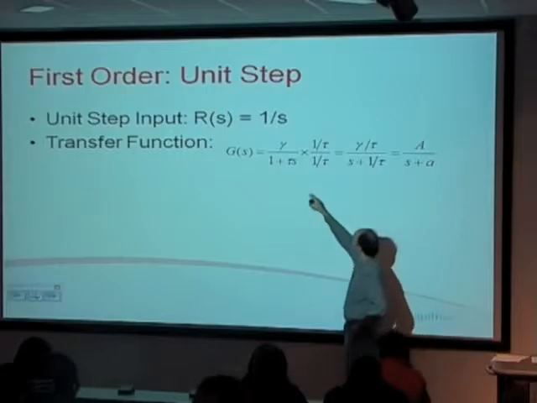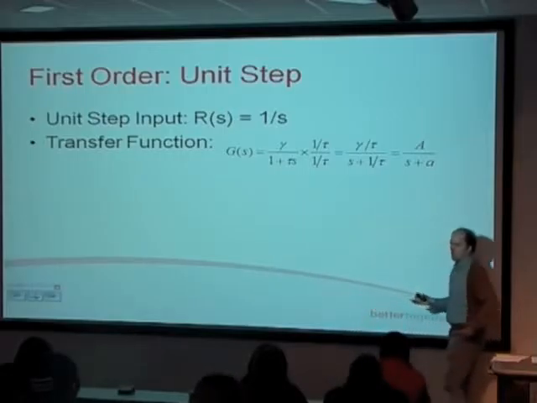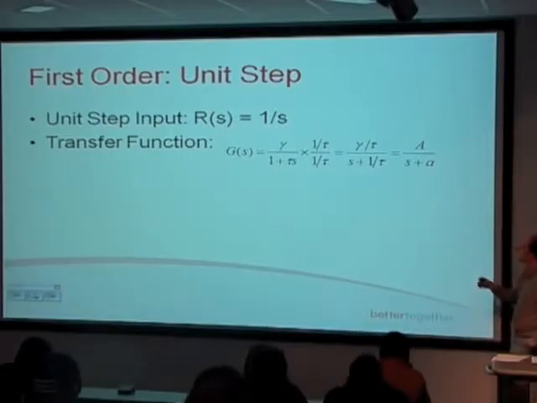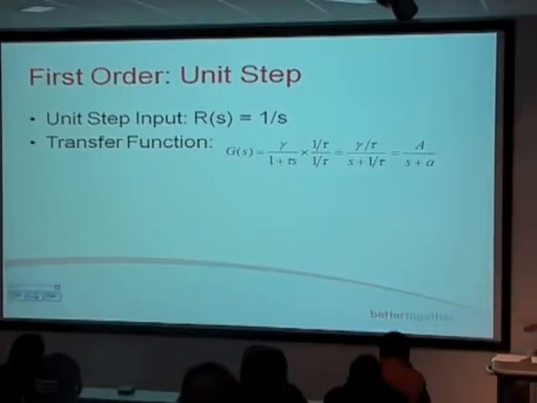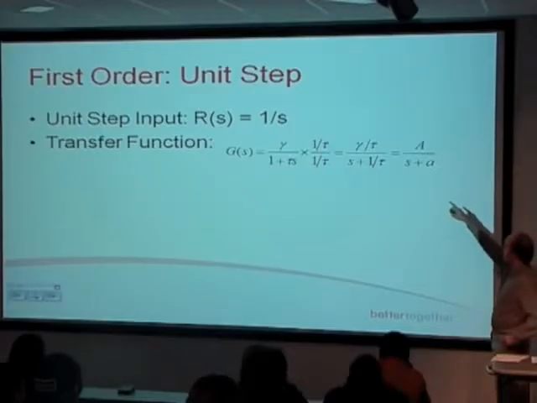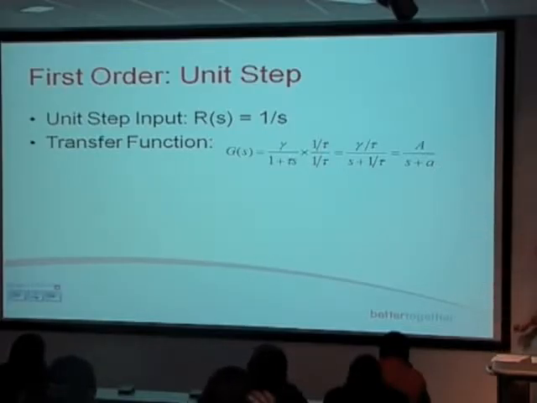Okay, this is the one where I know what tau is, and so I can work out various aspects of it, the transfer function, the gain. I've converted it into this form, A upon S plus A, which is another form of doing it, where A is gamma upon tau and A is 1 upon tau. Okay, so there's my transfer function.